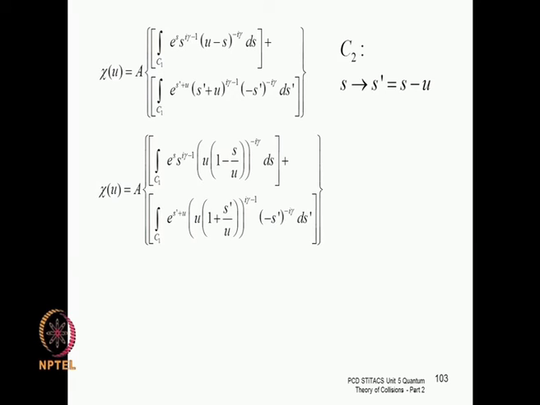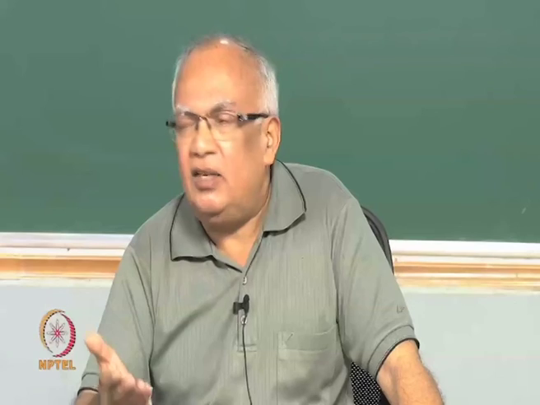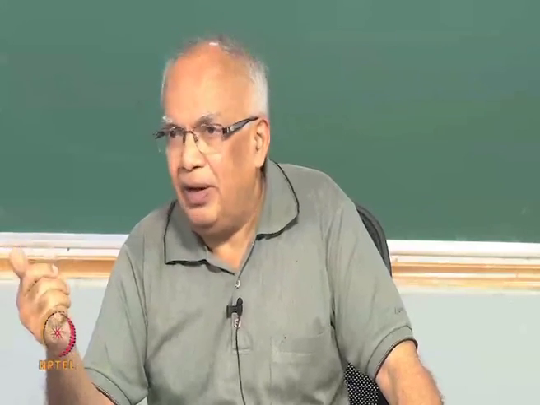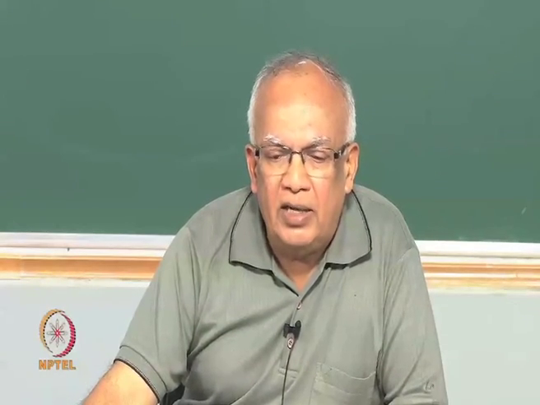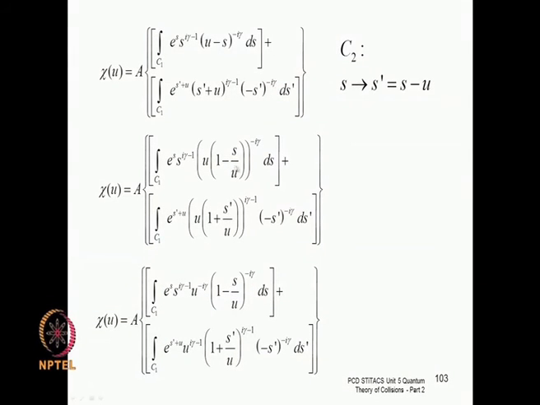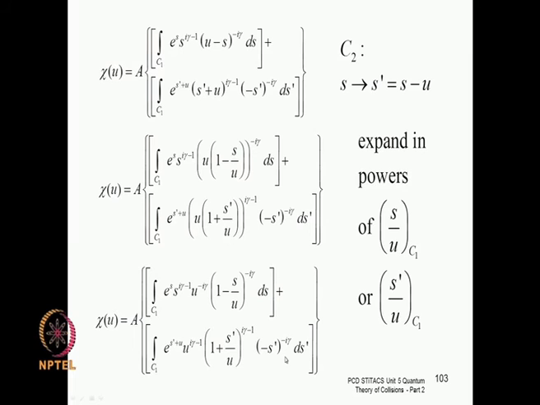I have done the same thing in the second term for obvious reasons that we want to develop an expansion in S over U or S prime over U, right. So, these are the two terms, and now you have a U to the power minus I gamma which is written here, and then you have got 1 minus S over U to the power minus I gamma which is written here. I have done a similar thing in the second term. Okay. So, let us take this, and then our interest will be in developing expansions in powers of S over U or S prime over U, both on the contours C1.